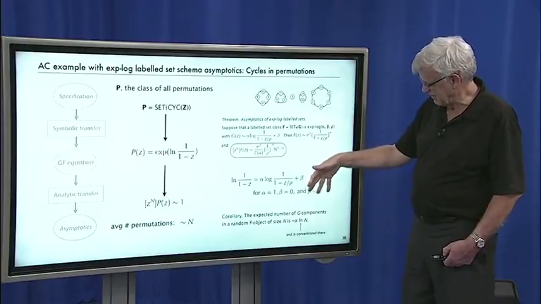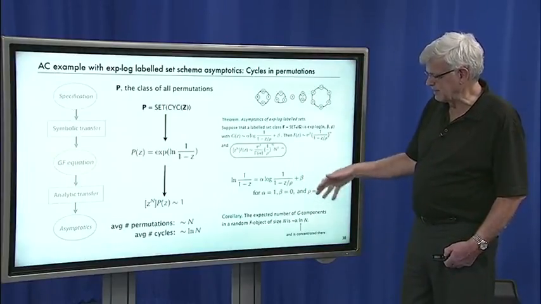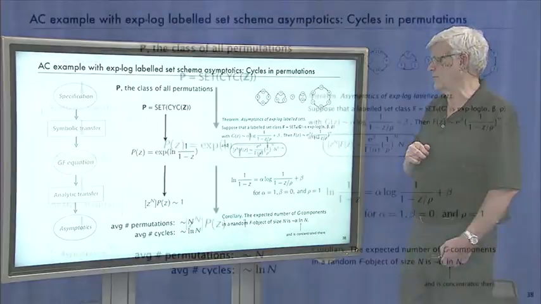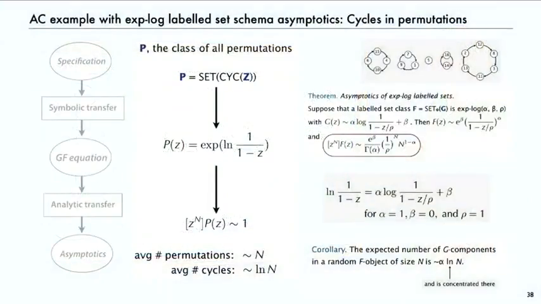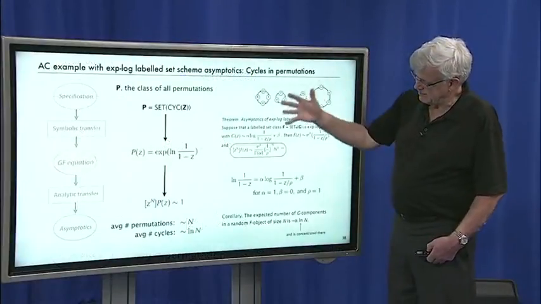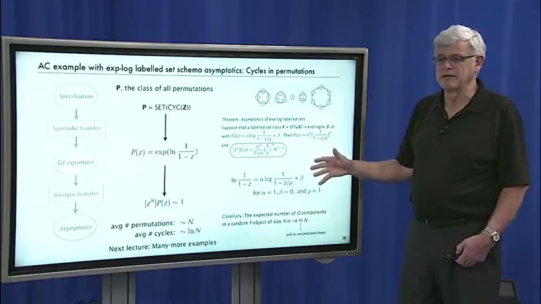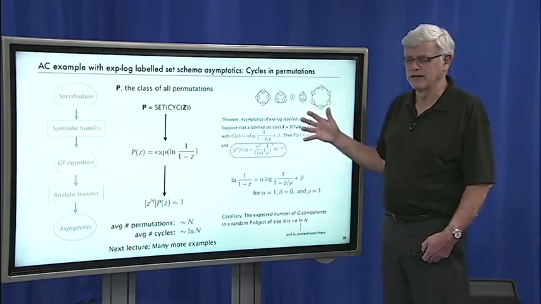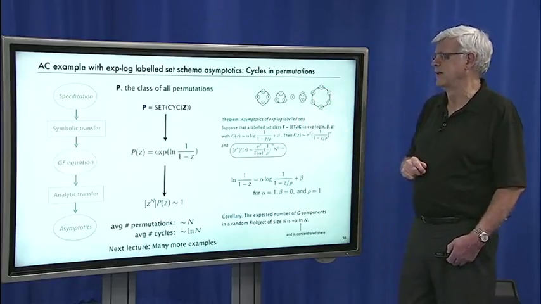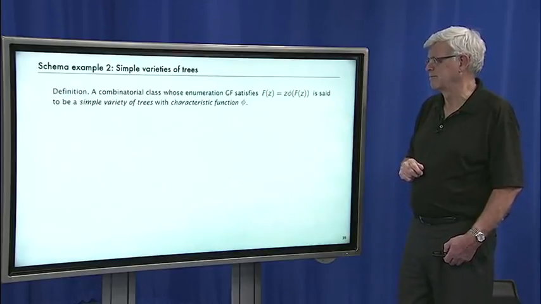But more important, if we apply the corollary, then we immediately get that the average number of cycles is approximated by log n. So that's using the schema to find the average number of cycles in a permutation. And that's, again, we have lots of other ways to get that easy answer. We'll look at many, many more examples in the next lecture of applying the xlog labeled set schema.